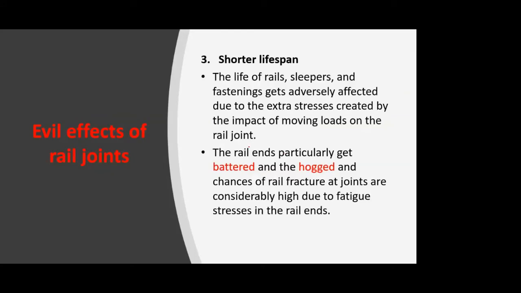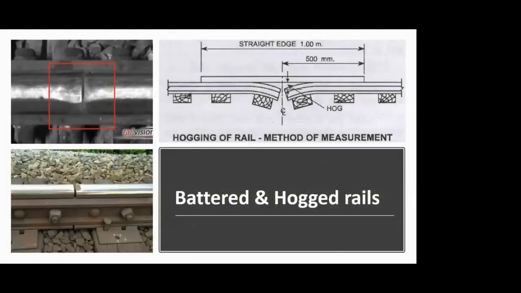Then, as I told you, the joints are the weakest links, so obviously they will hamper the lifespan of your system, so it will give you a shorter lifespan. And particularly the rails, they are battered and hogged. Now what I mean by this battered and hogged is this.